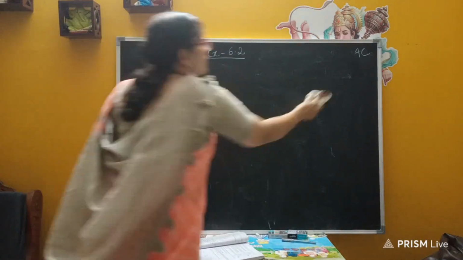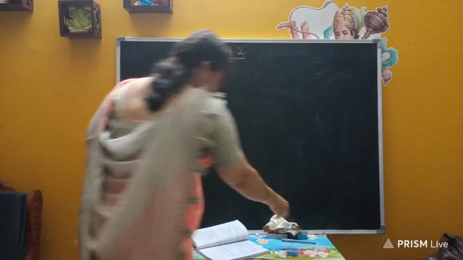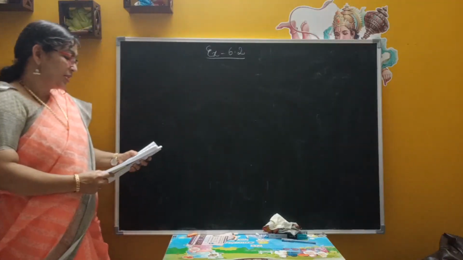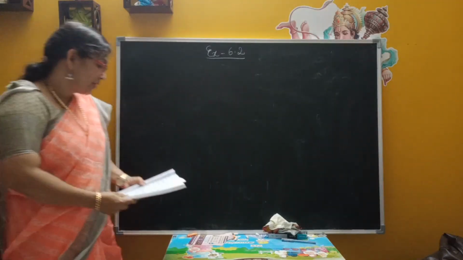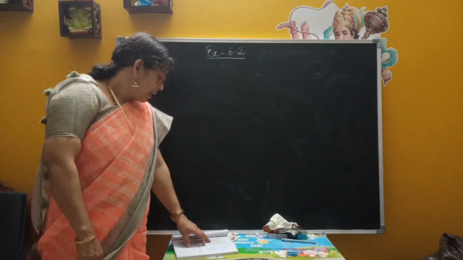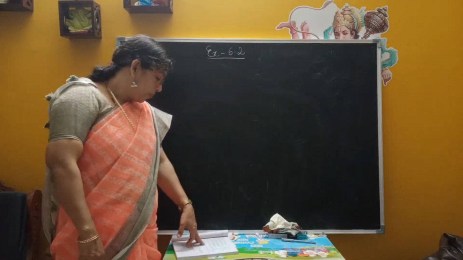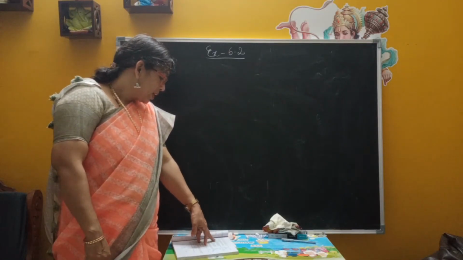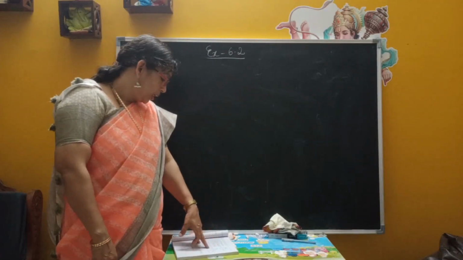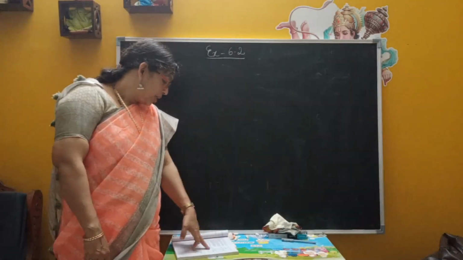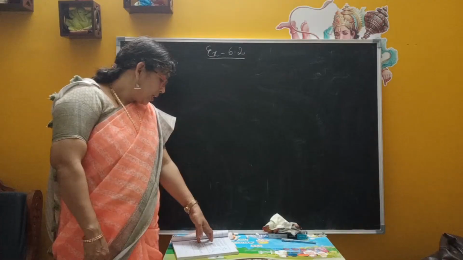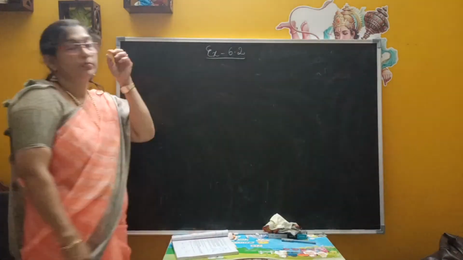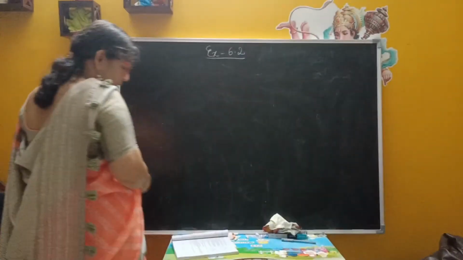Sixth one. The problem is in figure 6.21, a figure is given. A, B and C are points on OP, OQ and OR respectively, such that AB is parallel to PQ and AC is parallel to PR, and you have to show that BC is parallel to QR. Okay, so let us draw the figure first.